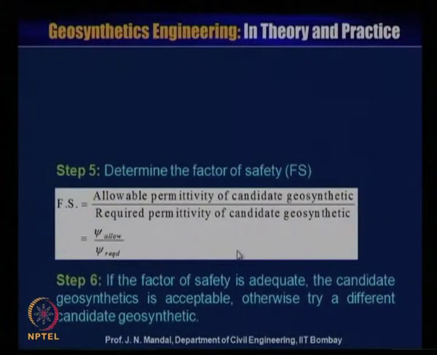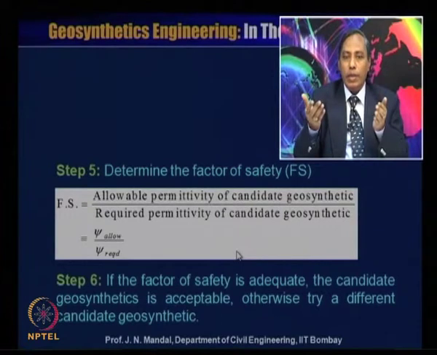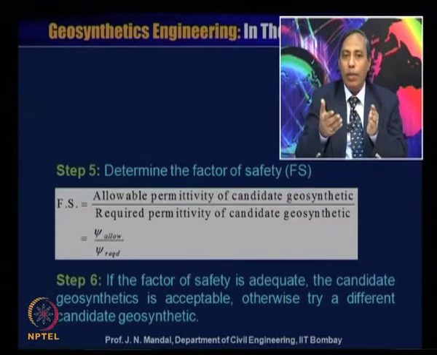Now step 5, you have to determine the factor of safety. Factor of safety will be equal to allowable permittivity of candidate geosynthetics divided by required permittivity of candidate geosynthetics. You know what is the allowable permittivity of the candidate geosynthetics, and you know what will be the required permittivity of candidate geosynthetics. Then you check what will be the factor of safety.